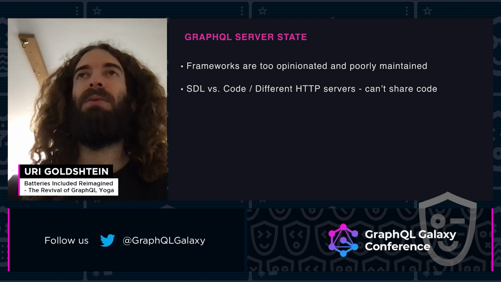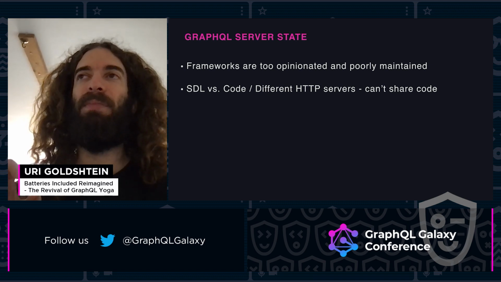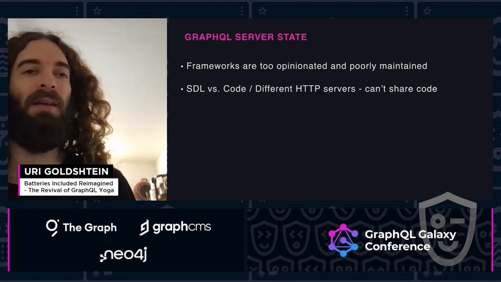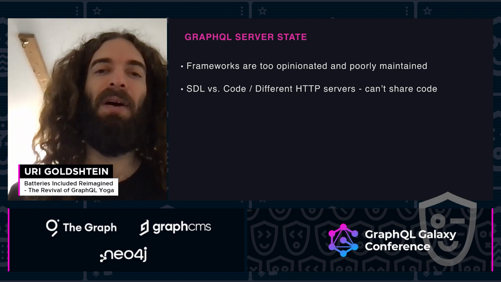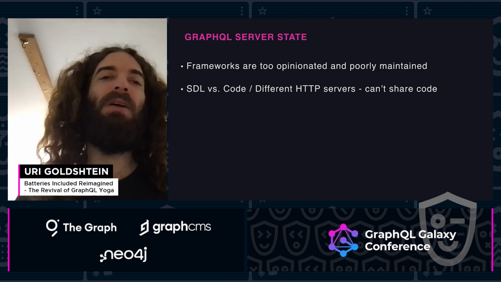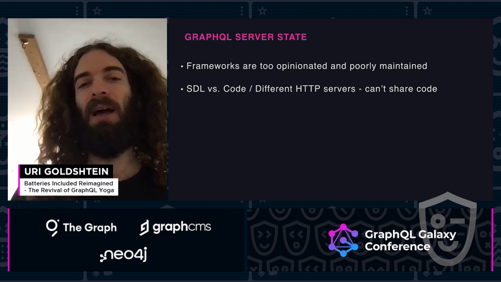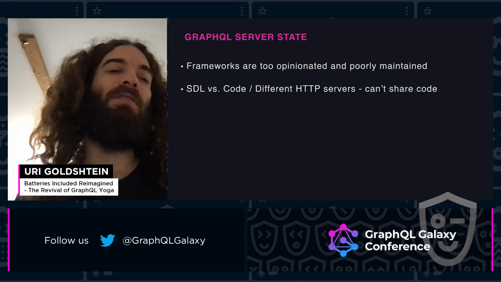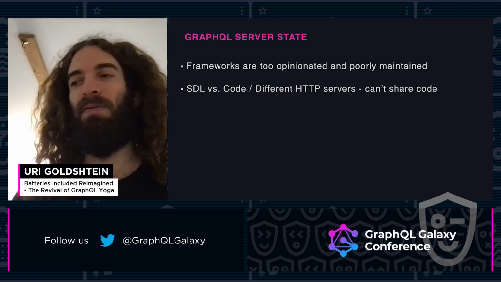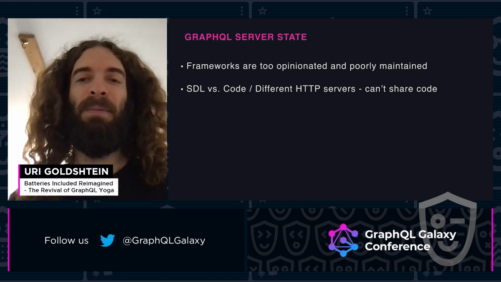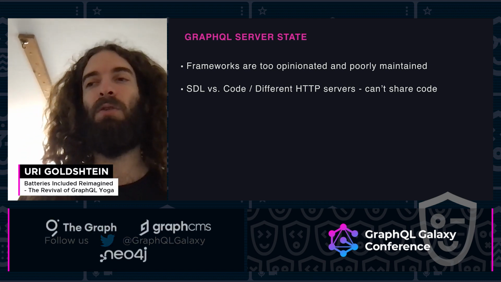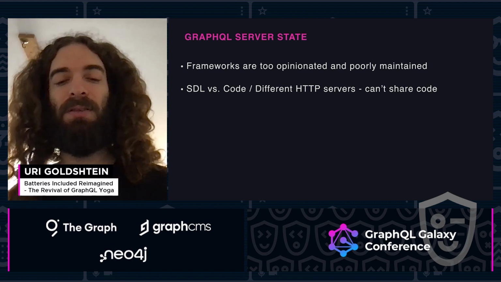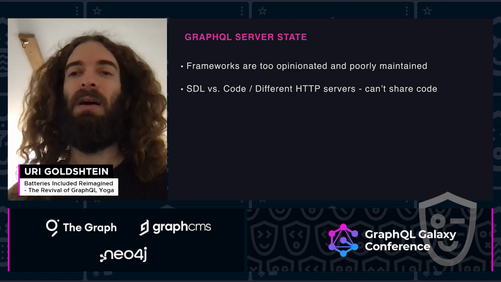Also, frameworks being opinionated means they make you build things in a certain way, and a lot of the solutions that they provide are not shared between different types of HTTP servers or different ways of creating your schema, like if you're using code first or schema first. Everything around the server could be shared no matter what your choices are, but in many of these libraries and frameworks, because they're opinionated, you can't.